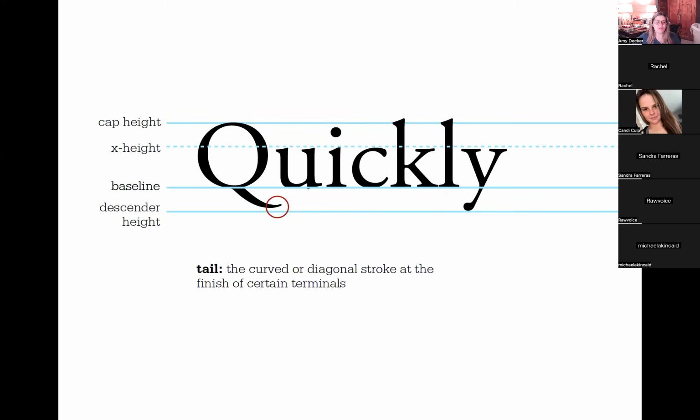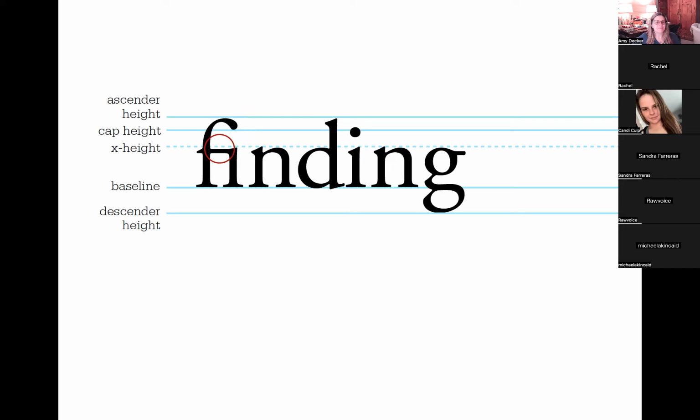Tail: the curved or diagonal stroke at the finish of certain terminals is called a tail. Cross stroke: the horizontal stroke that intersects the stem is a cross stroke. The key term here is intersecting the stem. So it means it goes through left to right. So a lowercase t and a lowercase f have cross strokes.